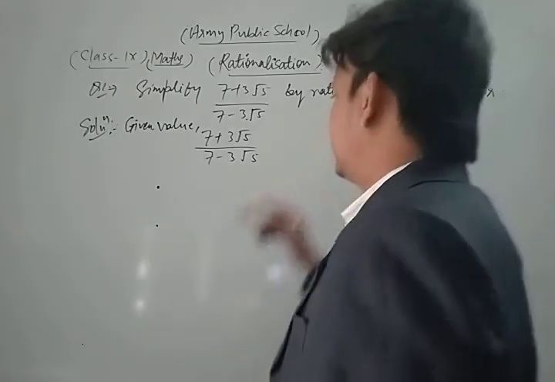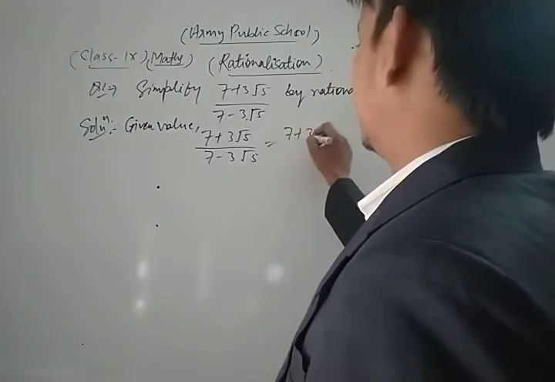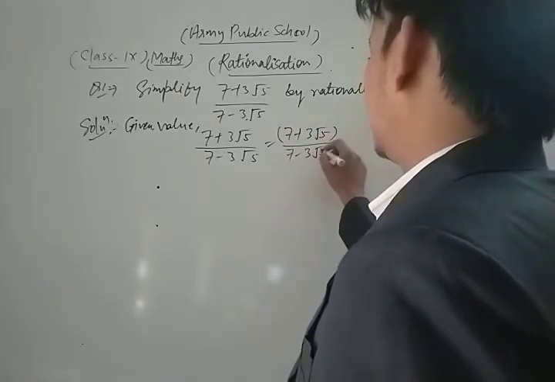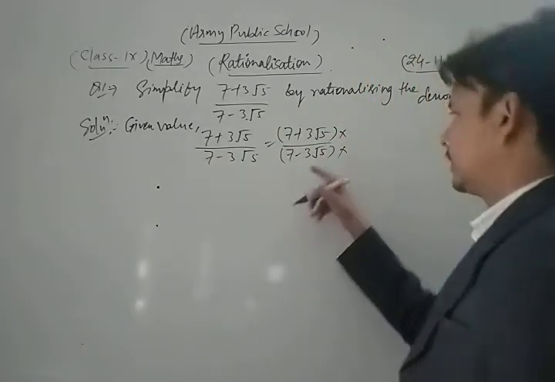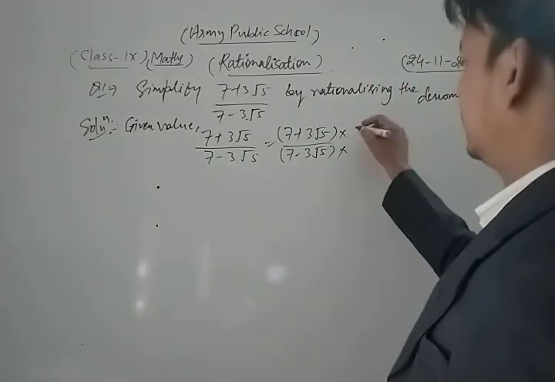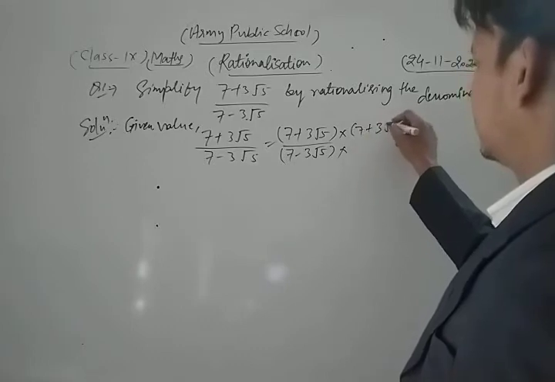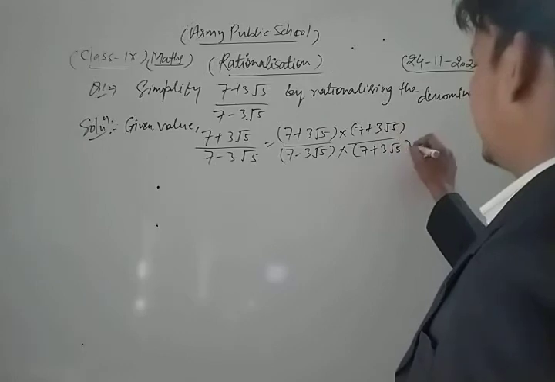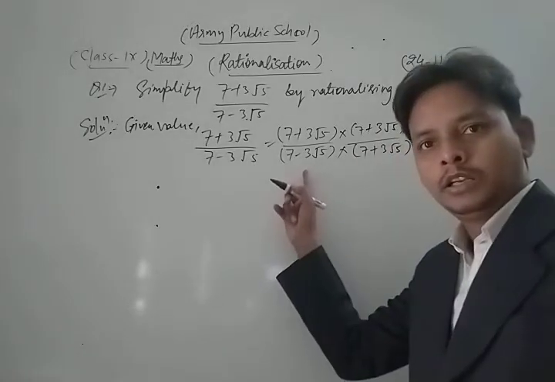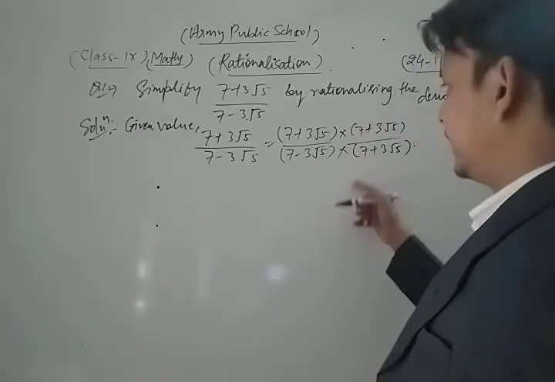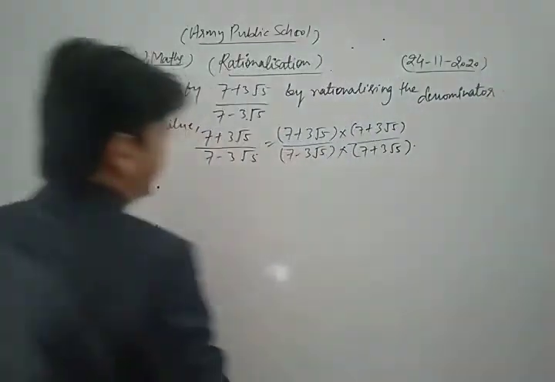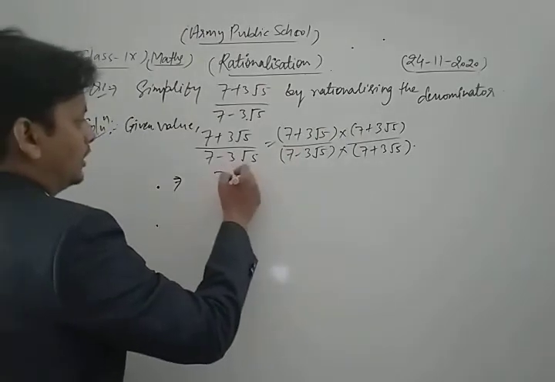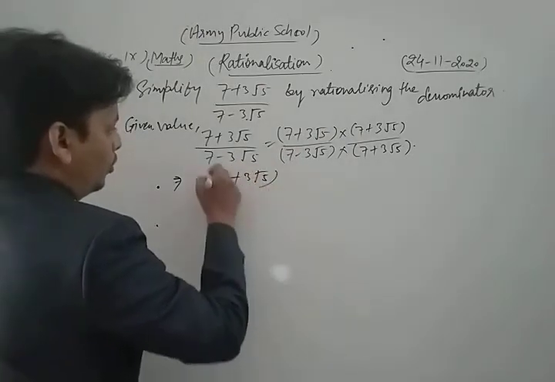Okay, so let's see. We must multiply both the numerator and denominator by the conjugate of its denominator. This is 7 plus 3 root 5 upon 7 plus 3 root 5. Now we will simplify them. Let's see. So we get, in the numerator, 7 plus 3 root 5 whole square.